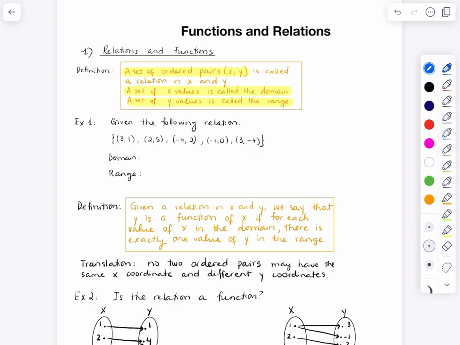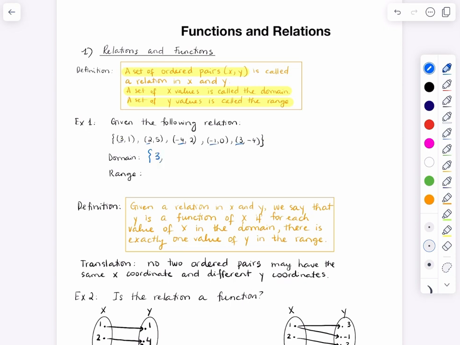Given the following relation, now a reminder that we only use the curly brackets for set notation. So in this set, there are 5 ordered pairs. And the question here is we need to list the domain. The domain is just all the x values. So we're going to list all the x values that you see.